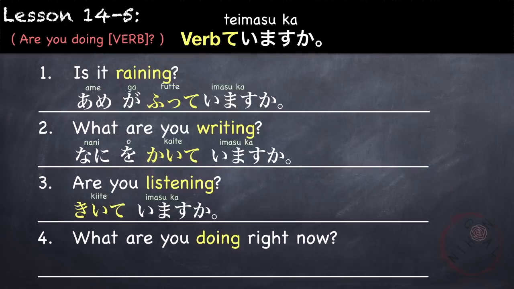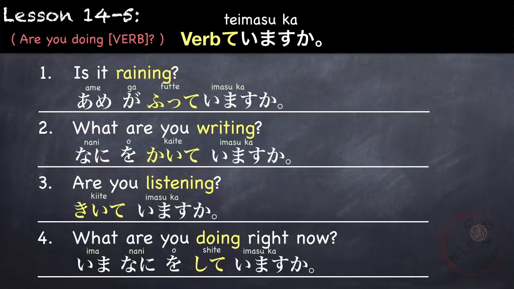What are you doing right now? Anata wa ima nani o shiteimasu ka? Anata wa ima nani o shiteimasu ka?